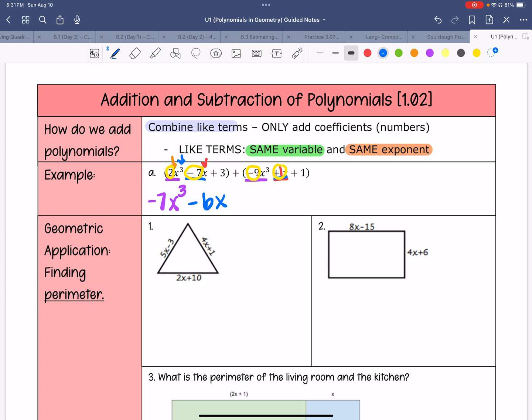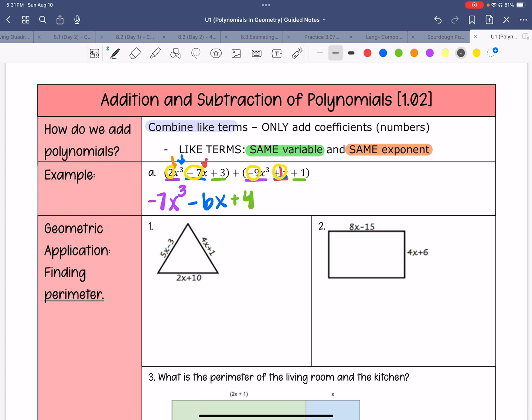So negative 7 plus 1 is going to give me negative 6, and I keep my variable and exponent the same. Now the last term in that first parentheses is a positive 3. Notice that that does not have a variable or an exponent, therefore it is called a constant, and I can add all of my constants together. So my other constant that I see in this expression is a plus 1, and 3 plus 1 is a positive 4.